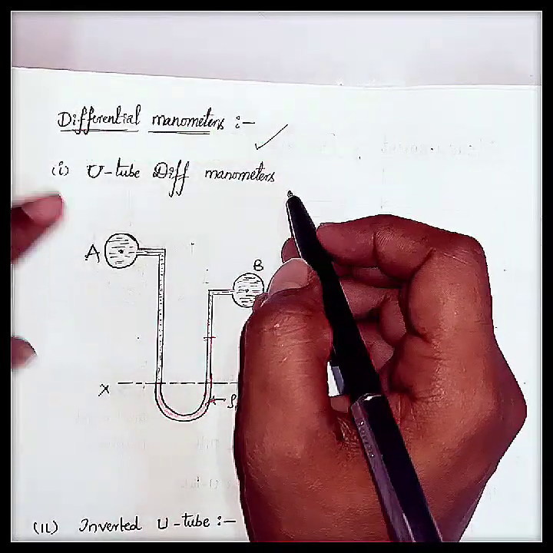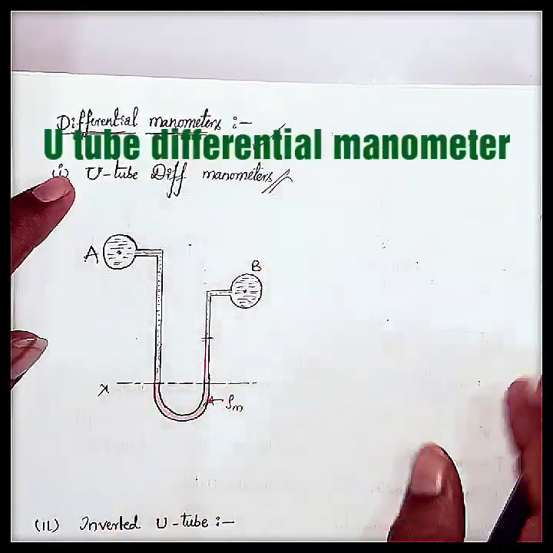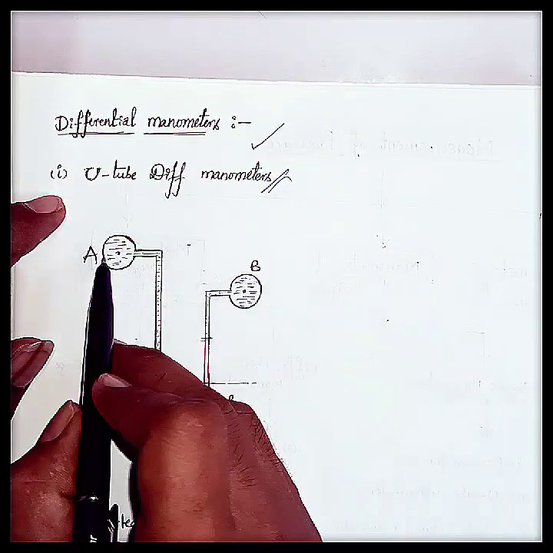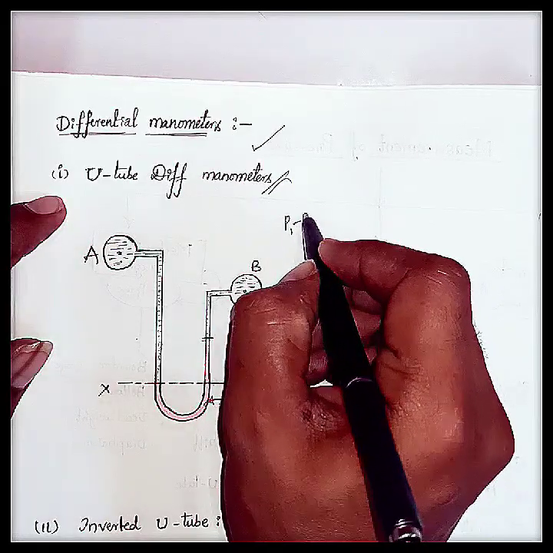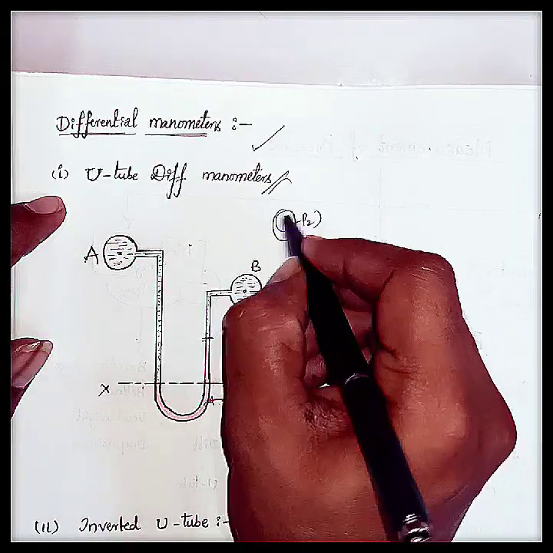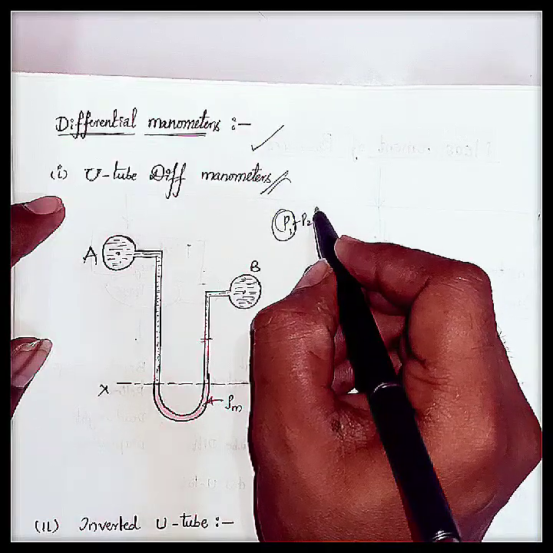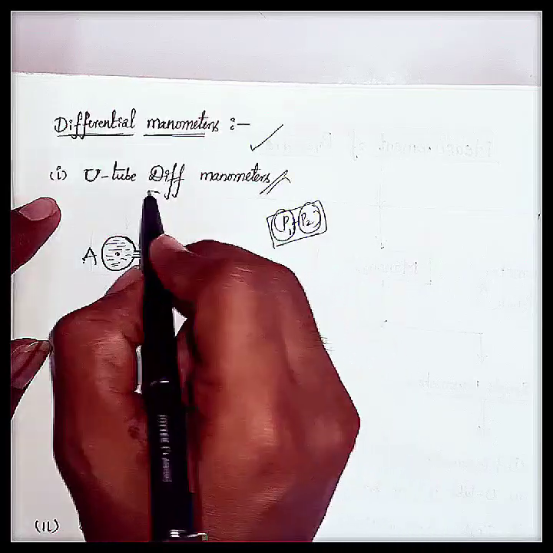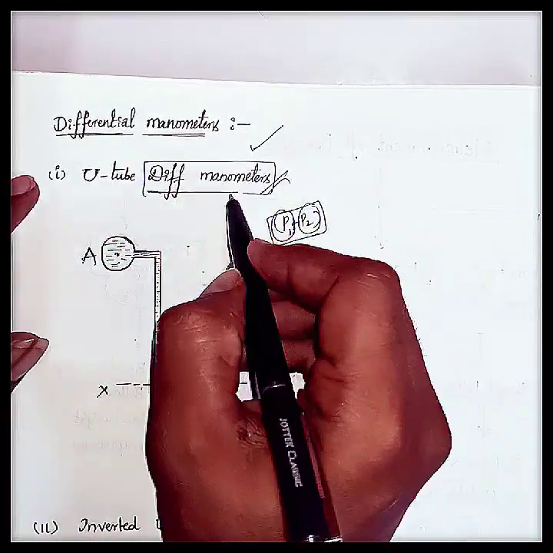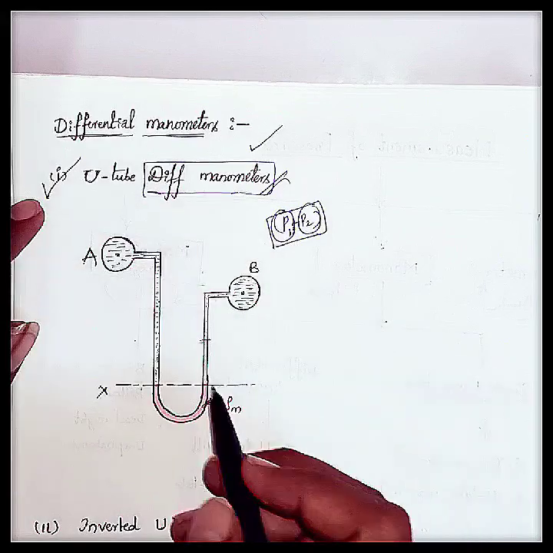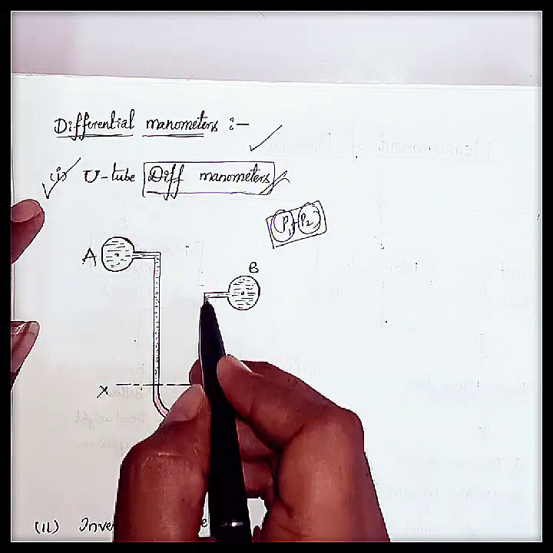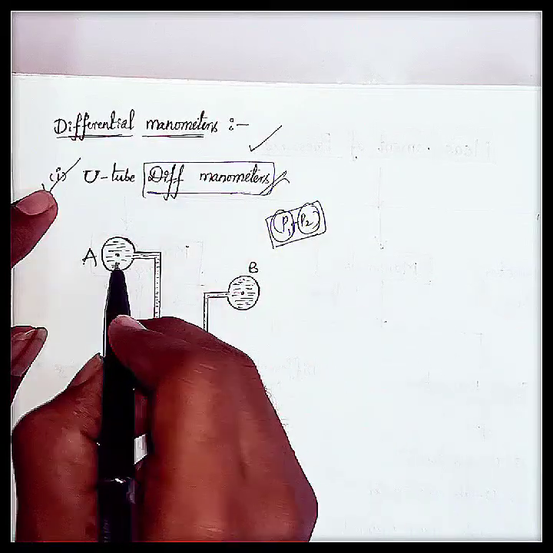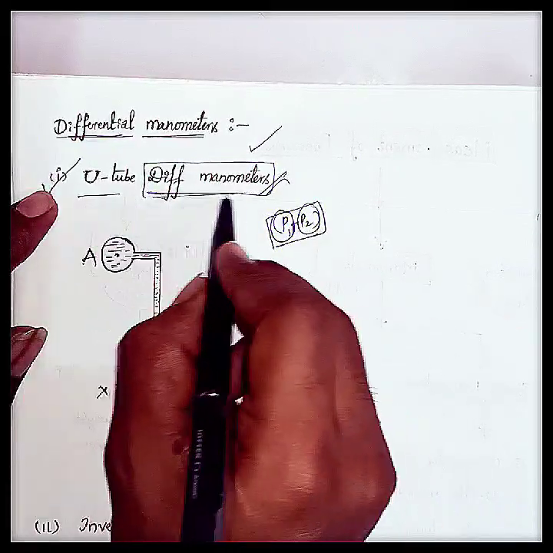Here, if you see the first one, the U-tube differential manometer, if I want to measure the pressure difference between any two pipes, that is P1 minus P2. Let us consider P1 is the pressure in pipe 1 and P2 is the pressure in pipe 2. If I want to measure the difference between these two pipes, I will use differential manometers. In that, the first one is a U-tube differential manometer. Here the shape of this manometer is like a U-tube, and we are measuring the pressure difference between two pipes, so it is called a U-tube differential manometer.